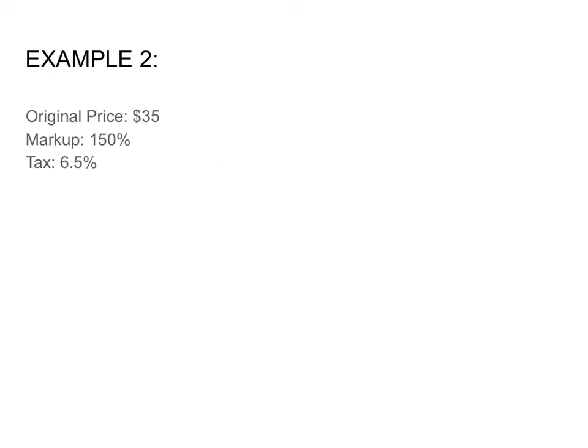Example 2 to copy into your notebook. The original price of $35, we're marking up 150%, which means we're going to pay 250% of the original, because remember you have to add in 100% of the original. Then we are paying 6.5% tax, so we are paying 106.5% of the new price.